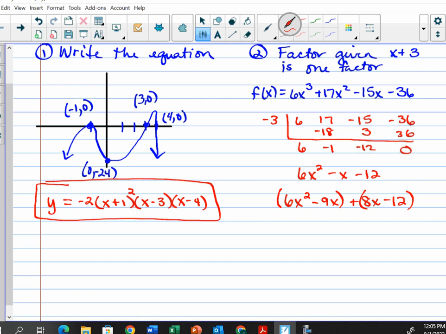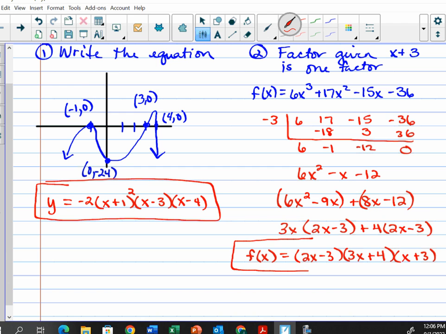What can I take out of that first group? 3x, right? 2x minus 3. What am I taking out of the second group? 2x minus 3. Okay. If I'm writing f of x in factored form, I know I have 2x minus 3, and I know I have 3x plus 4 from what I just did. What is that third factor? Okay, good. We don't want to leave that one out. Okay?